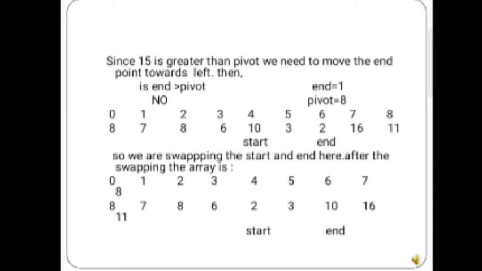So we are swapping the start and end here. After the swapping, the array is 8, 7, 8, 6, 2, 3, 10, 16. Here the start is at the index number 4 and end is at the index number 7.